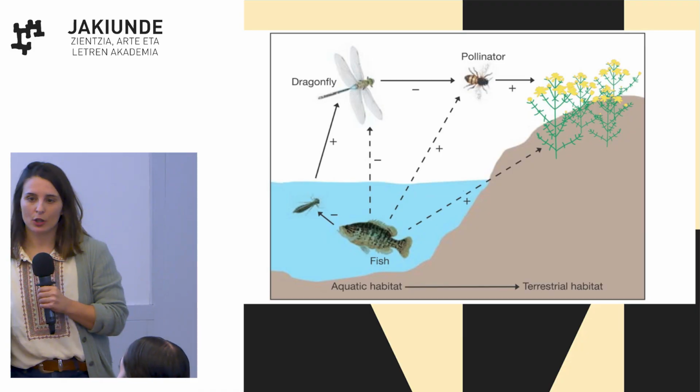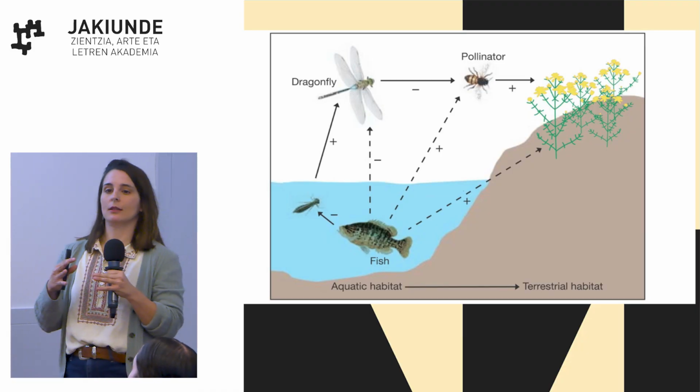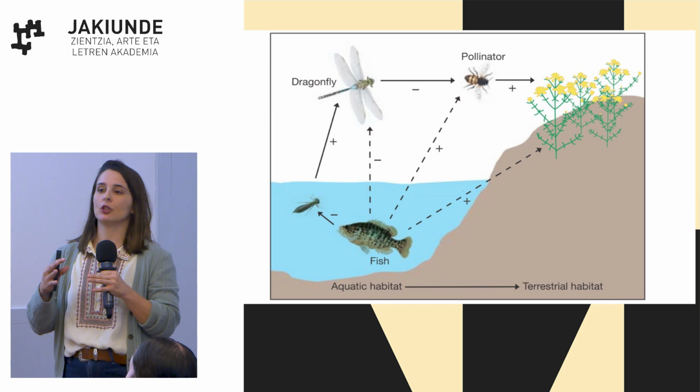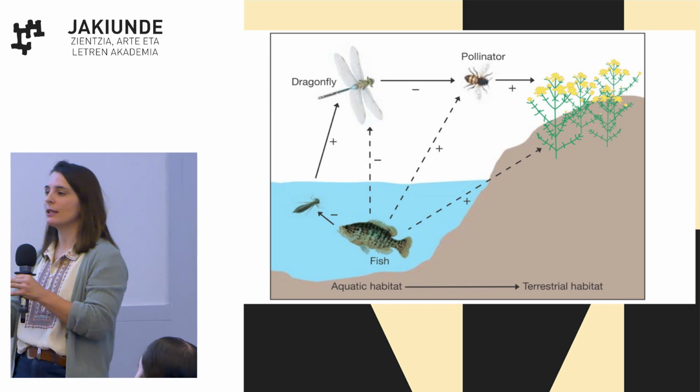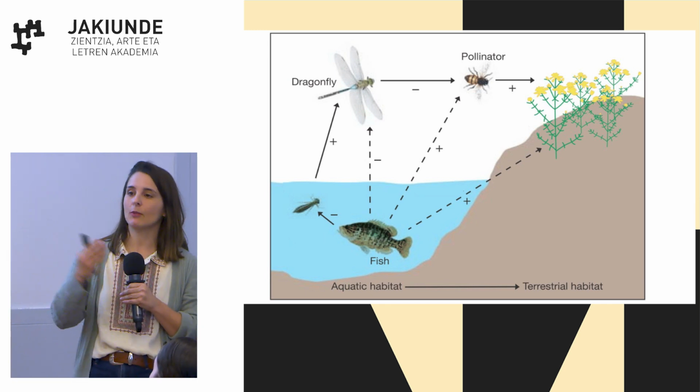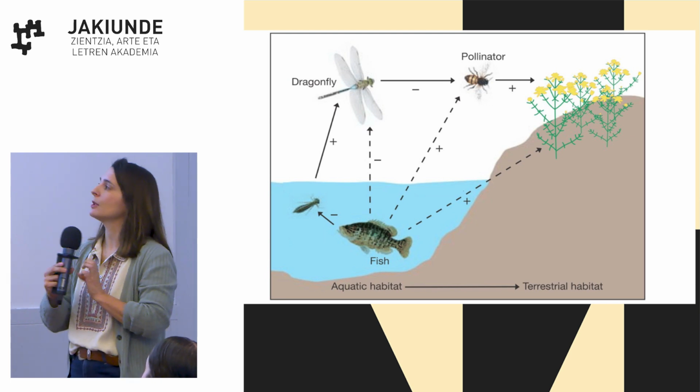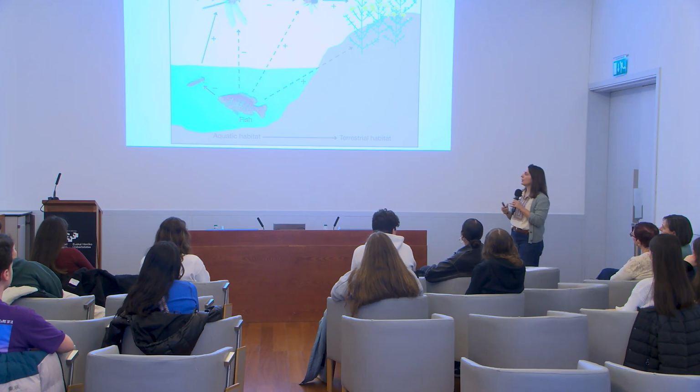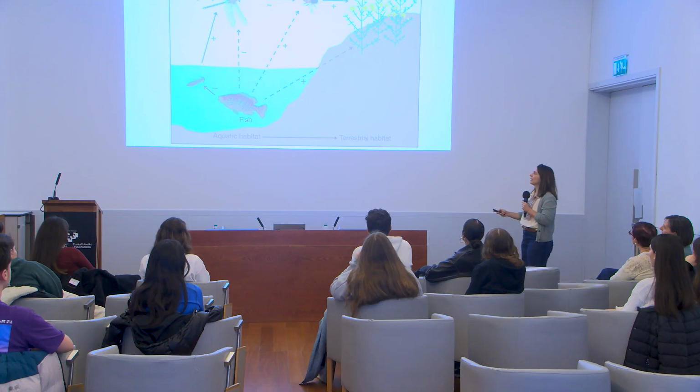And these kinds of interactions are not limited to just one type of habitat. So they're not limited just to terrestrial habitats or to aquatic habitats, but there are interactions that move between habitat types. So for example, this is a study where they were looking at how fish in ponds impacted the production of seeds in plants on land, which sounds quite crazy, but it actually makes sense.